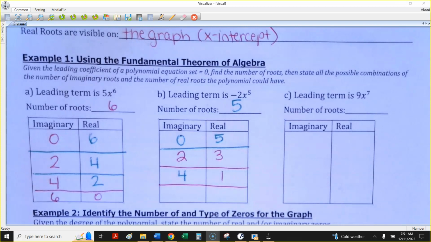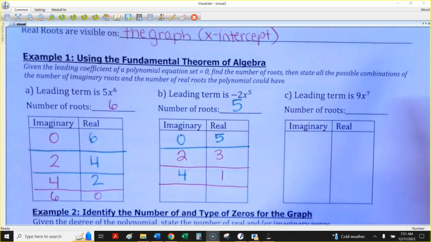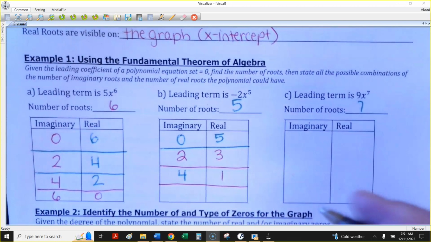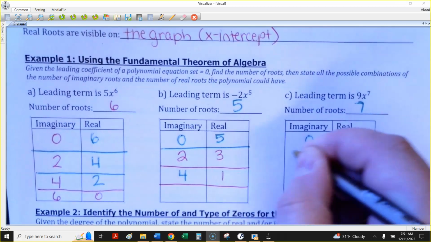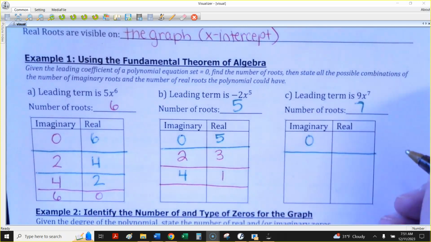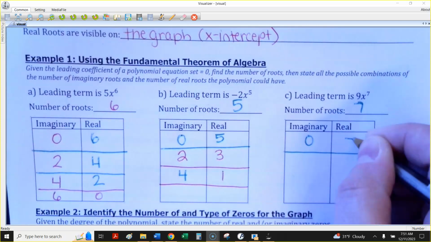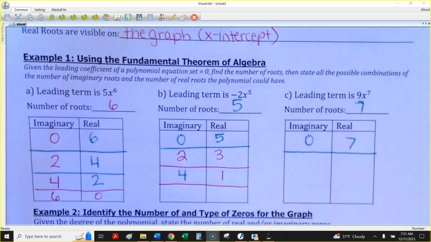Okay. What if I had 9x to the 7th? How many zeros would that have? 7. Okay, so I always just start with the imaginary. So I could have none. How many real would I have to have in that case? 7. Okay. Imaginary have to come in pairs, so it has to be even numbers only.